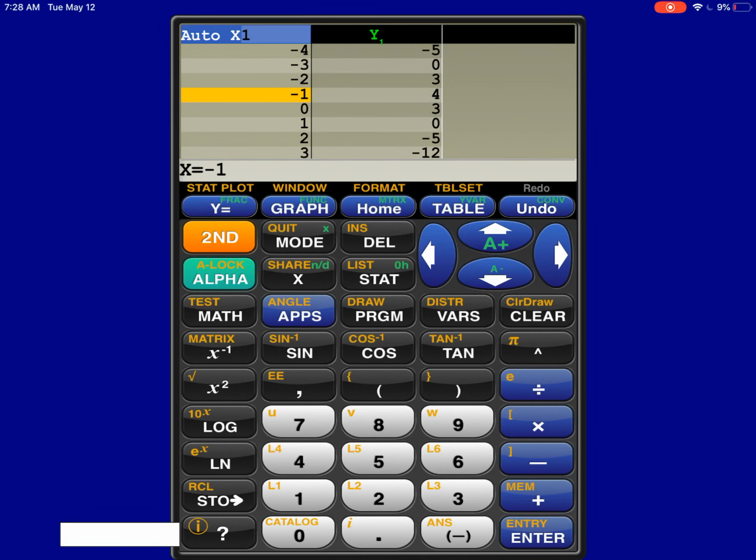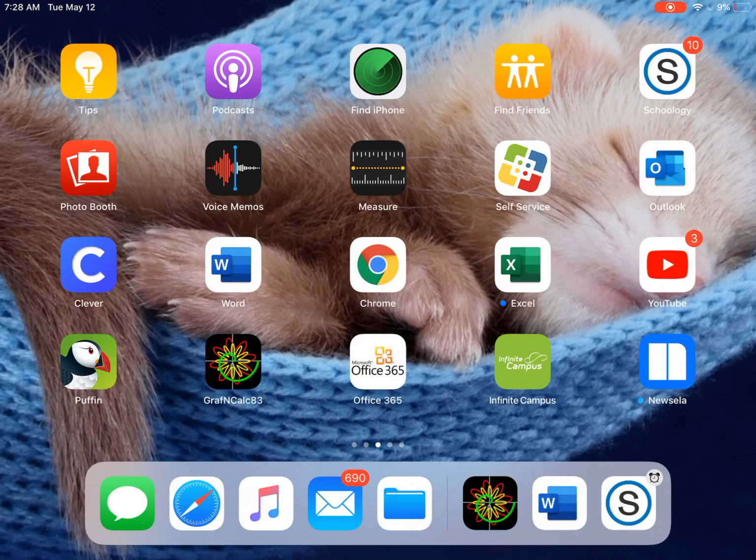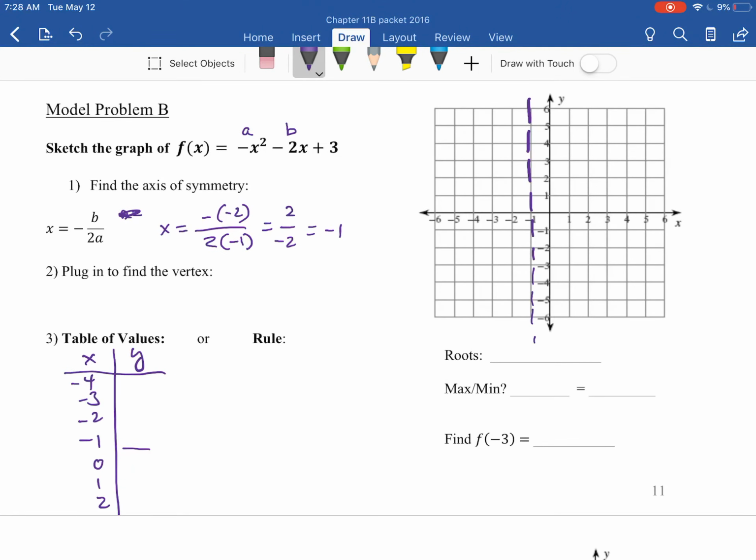So, let's go back. And let's copy that table. Vertex is -1, 4. And then we're going to go this way. So, you already know that I can graph by just copying those points and call it a day.